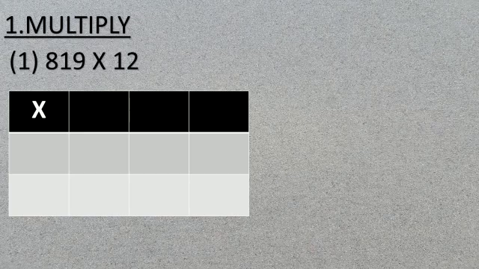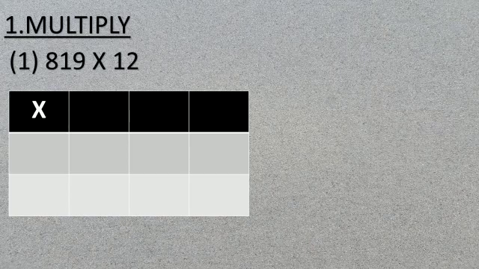In the first one you all can see, that is 819 multiplied by 12. So the multiplicand is 819 and we multiply by 12, so 12 is the multiplier. They have given us the box and the multiplication sign. Now let us solve this sum.